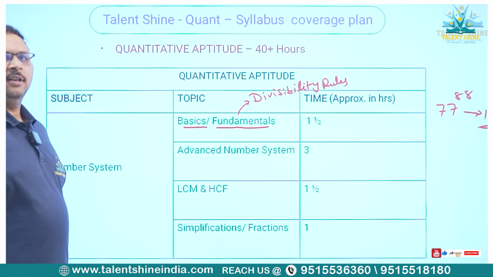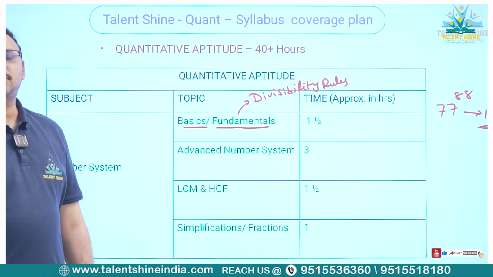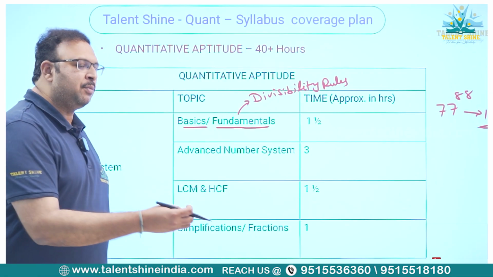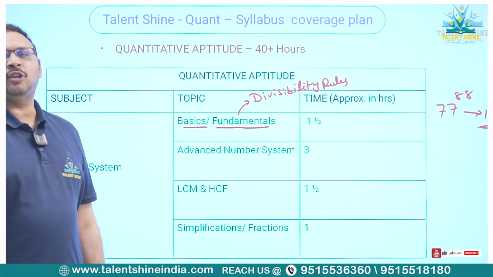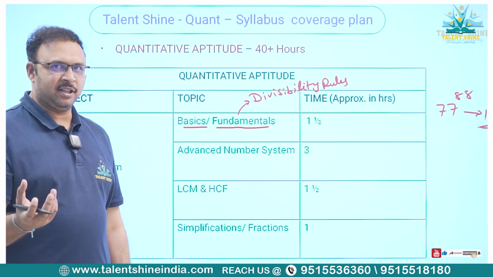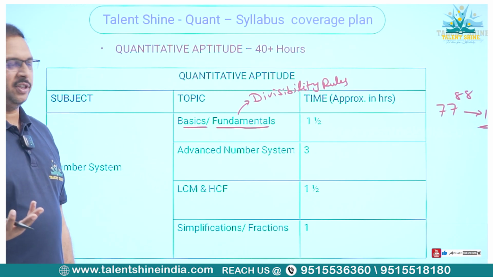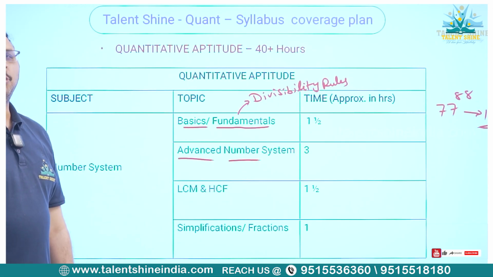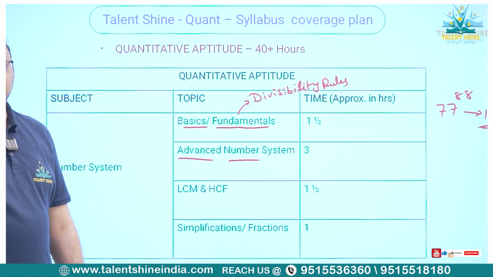Next, factors concepts. How many numbers divide a particular number? How many prime numbers divide that number? What is the sum of the factors? Next, you need to focus on the remainders concept and successive division. These are the topics in advanced number system. Expecting 1 or 2 questions from this advanced number system.